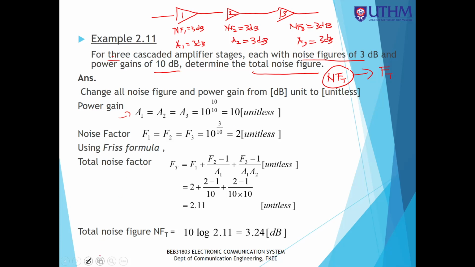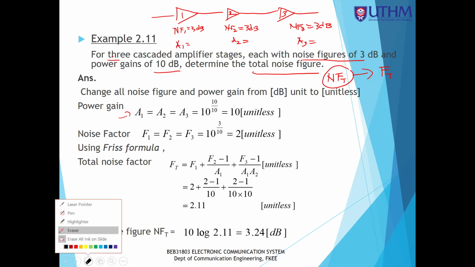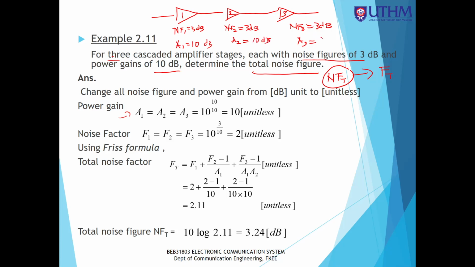Why did nobody notice about this? This is supposed to be 10 dB, not 3 dB, 10 dB. Sorry, 10 dB. Okay, so the noise figure is 3 dB, power gain is 10 dB.